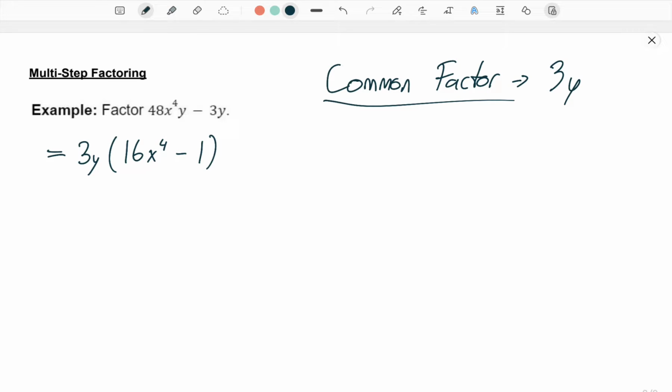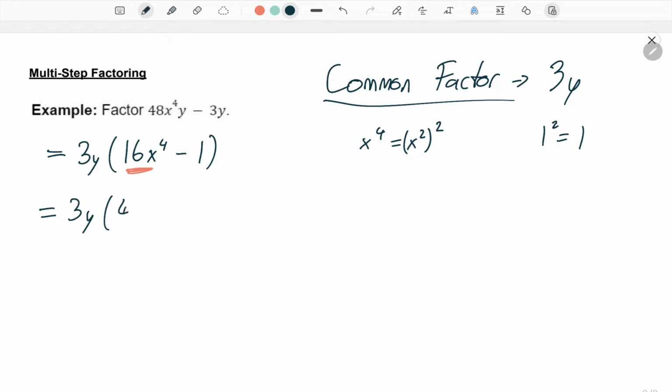We've common factored. Now, if we take a look at what's in the brackets, we have something that's a perfect square. 16 is 4 squared. x to the power 4 is, well, we'll write it off to the side, just the same as x squared, squared. And then 1, well, that's just 1 squared. So it's a difference of squares in that case. So let's write this out.